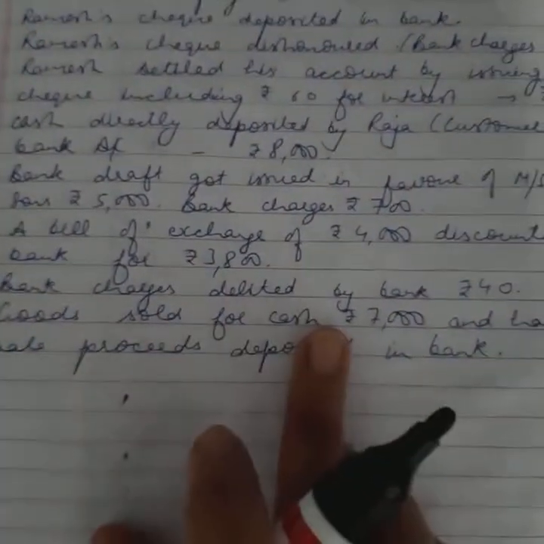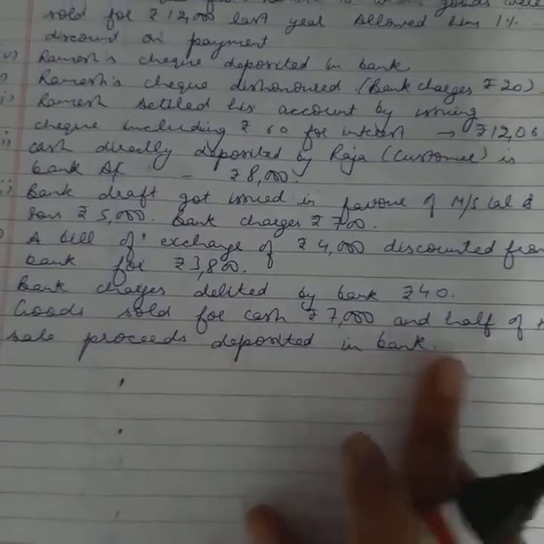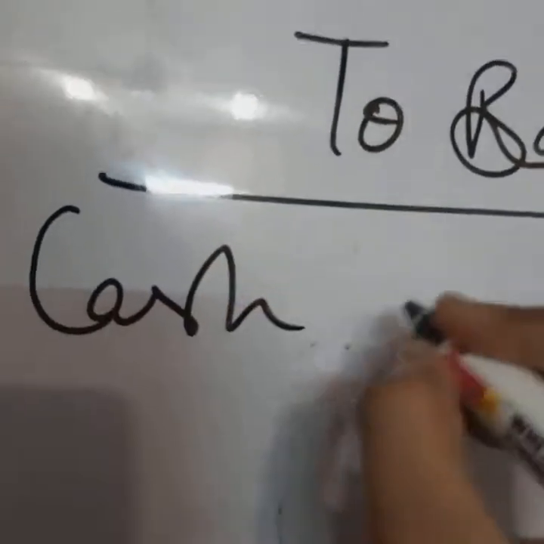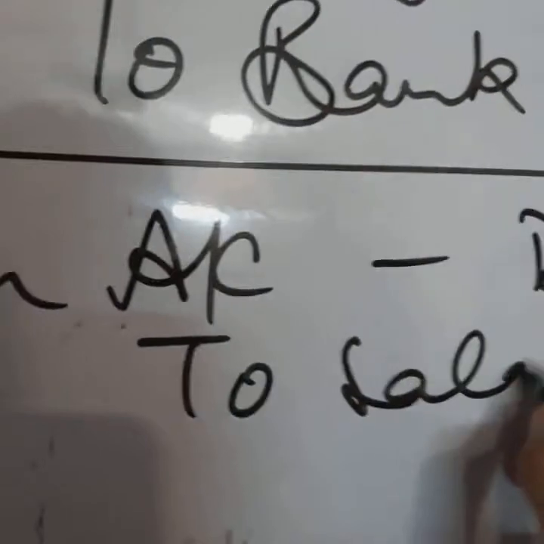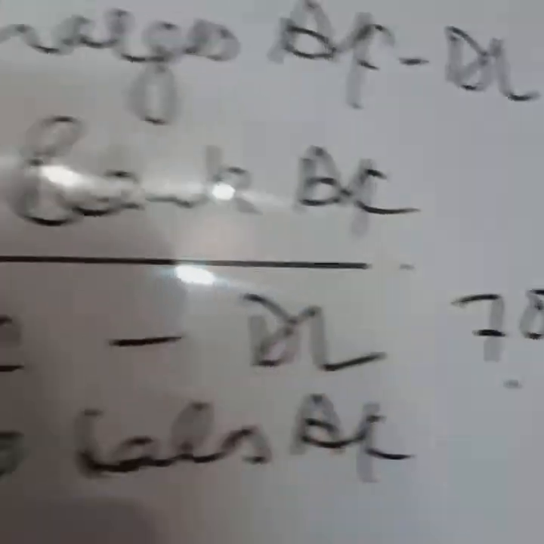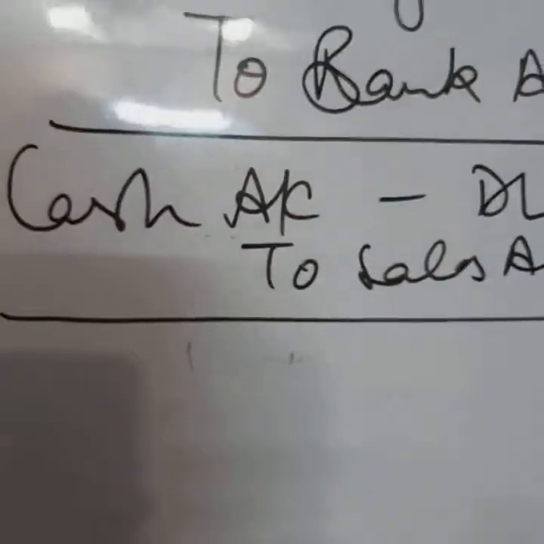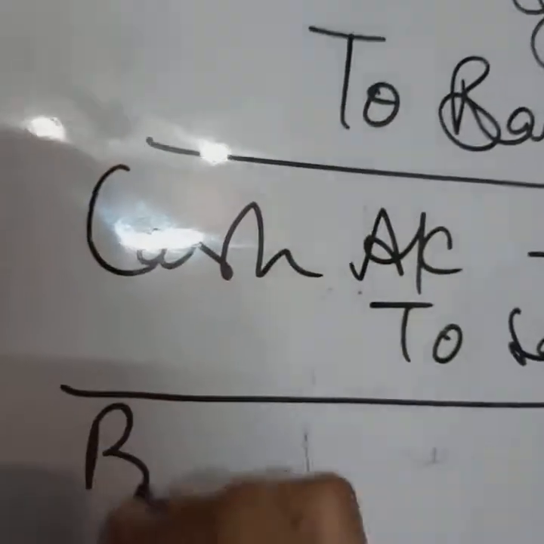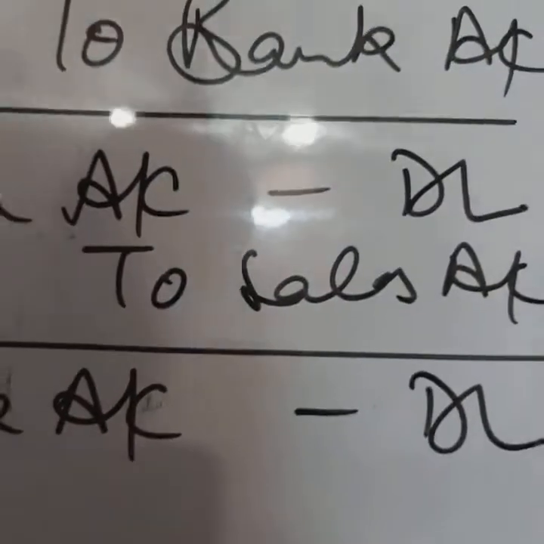Now the last point is goods sold for cash 7,000 and half of the sale proceeds deposited into bank. So we are selling goods. You can make 2 entries for this. Cash account debited to sales account with rupees 7,000. Half of the amount, that is half of 7,000, that is 3,500, deposited into bank. So bank balance is increasing. Bank account debited with 3,500.